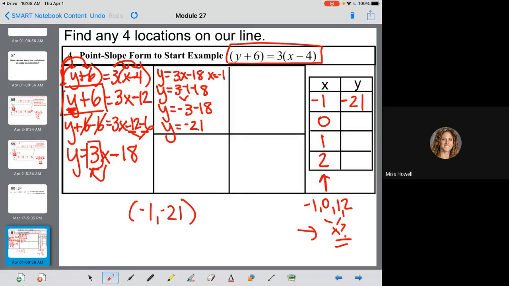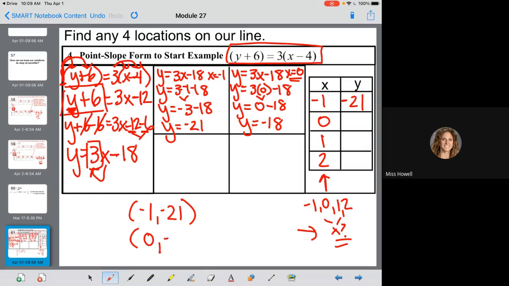All right, let's find another. How about when our x value is 0? All right, we're going to put in a 0 here. So y equals 3 times 0 minus 18. PEMDAS from there, multiply first. So 3 times 0 will give us 0 minus 18. So 0 minus 18 will give us a negative 18, which means 0, comma, negative 18 is another solution on our line.